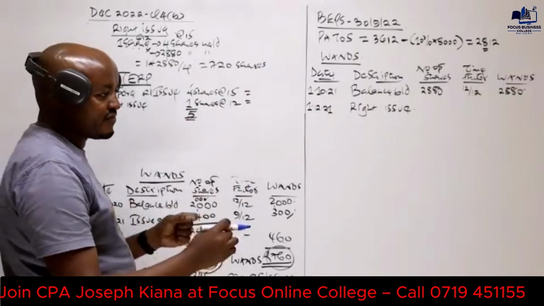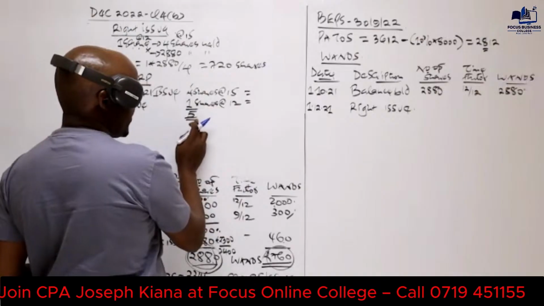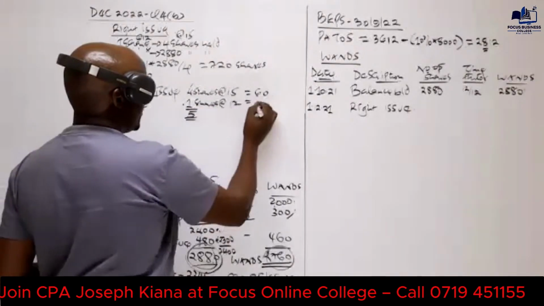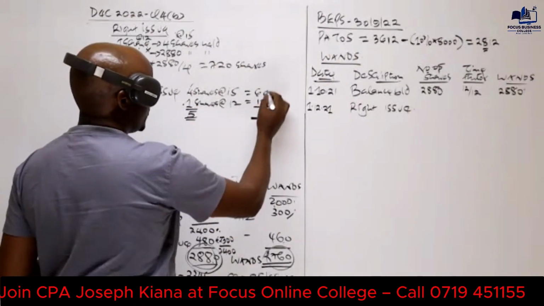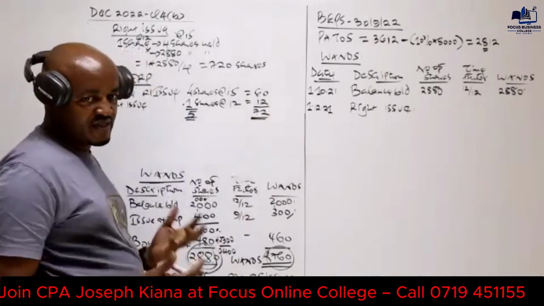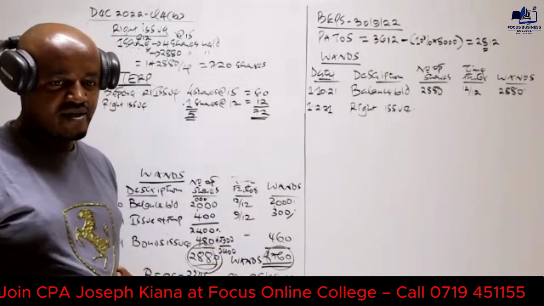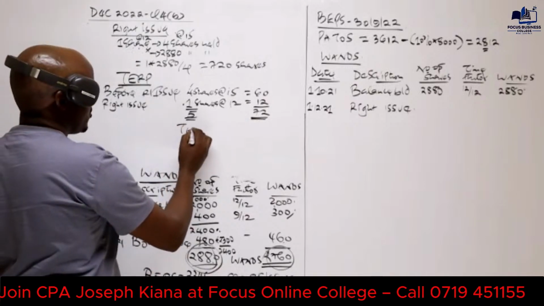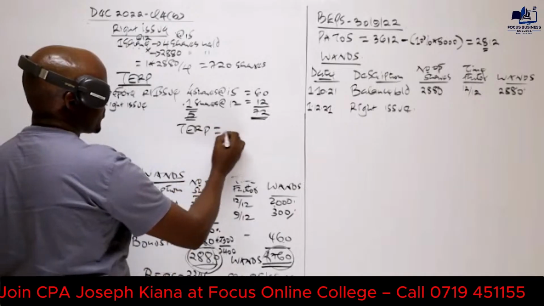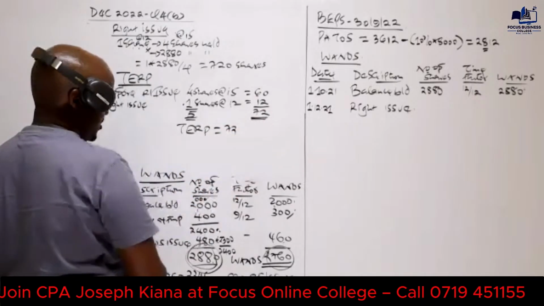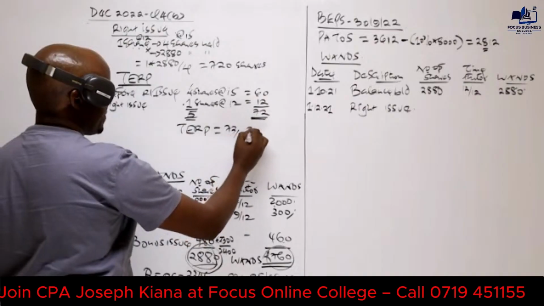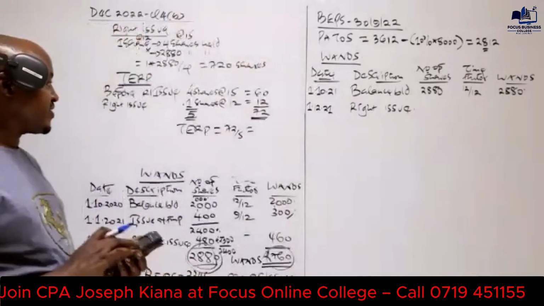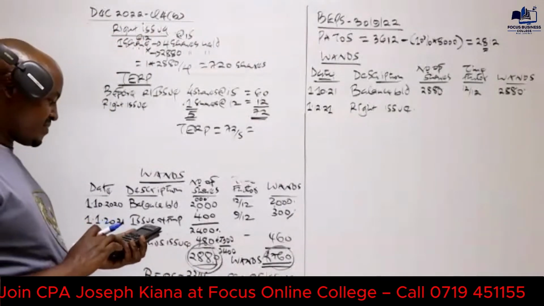What will be the market price of these 5 shares? We take this times that, which will give us 60, and this times this, which will give us 12. We add these two, which will be 72. It means that after the right issue, the market price of 5 shares will be 72. So what will be the market price of 1 share after the right issue? We take the price of 5 shares, 72, and divide that by 5. That will give us the market price of 1 share after the right issue. 72 divided by 5.